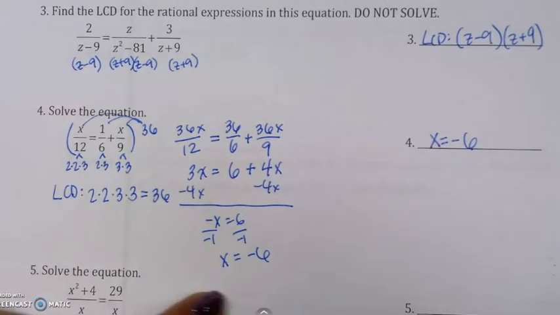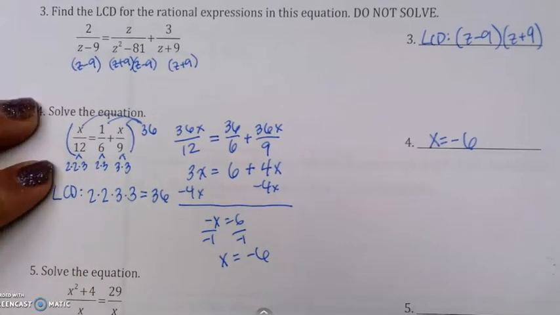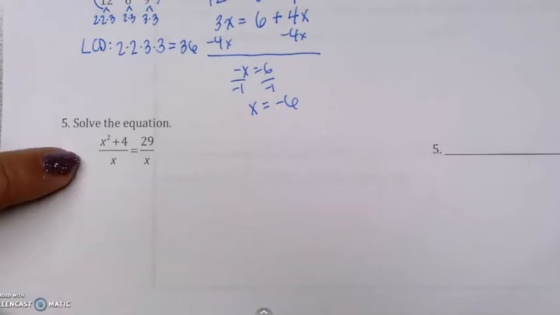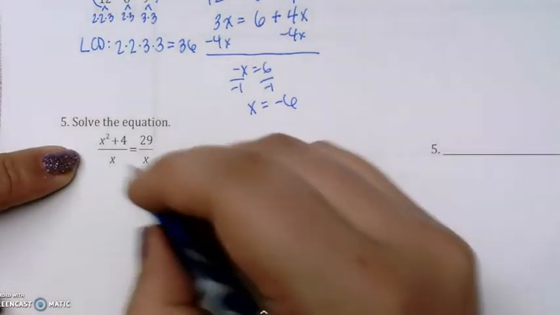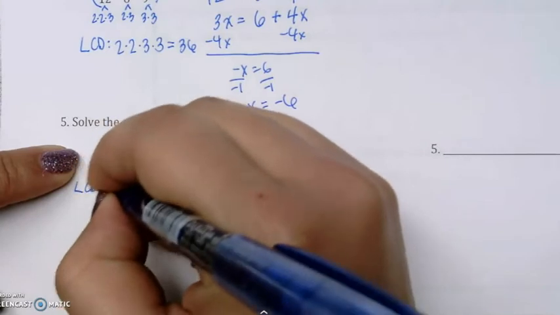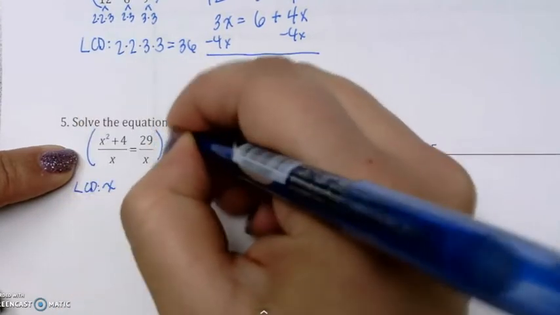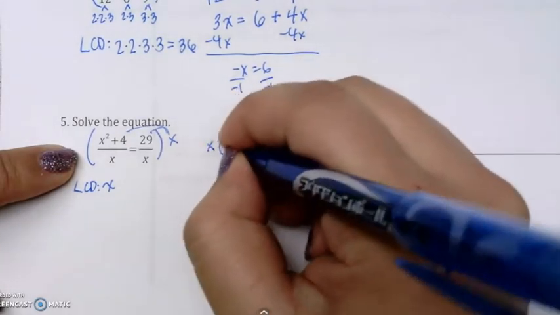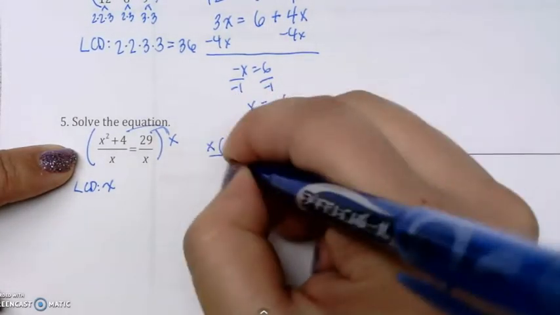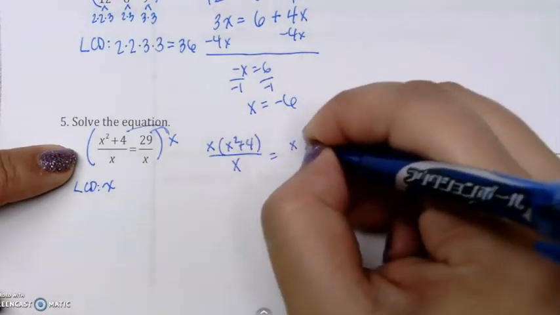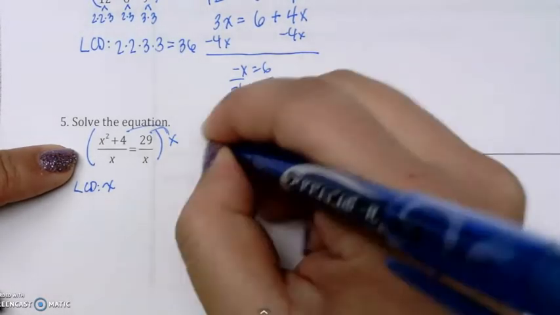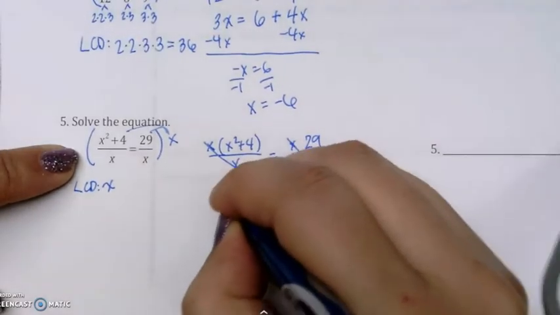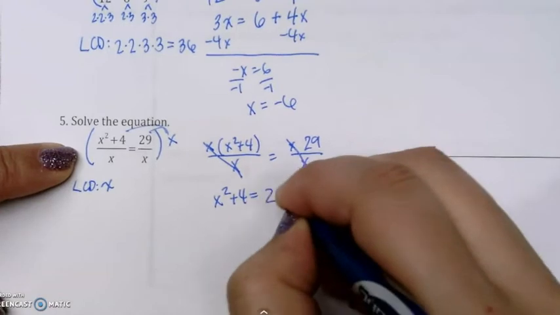Okay, number 5. We're going to do the same thing. We have fractions in our equation, so we want to multiply by the LCD. Our LCD here is x. So we multiply each term by x. X times x squared plus 4 over x equals x times 29 over x. The x is reduced. So we have x squared plus 4 equals 29.